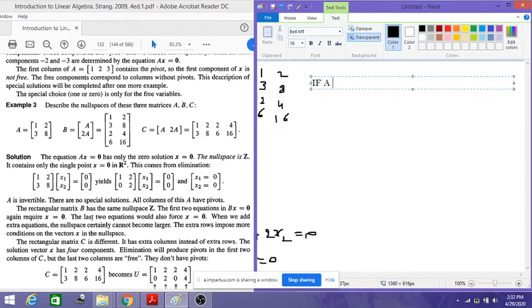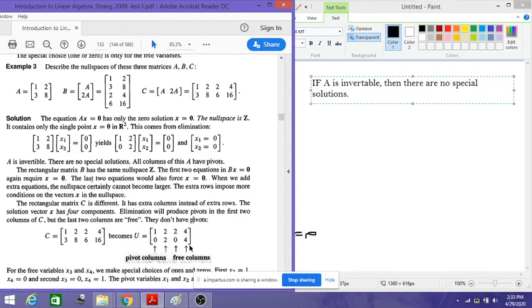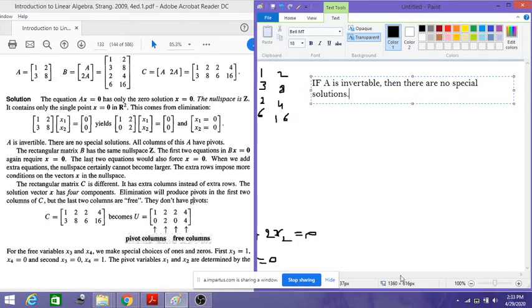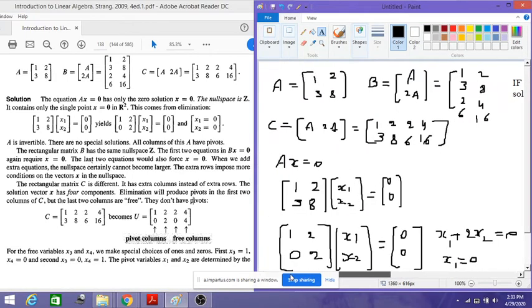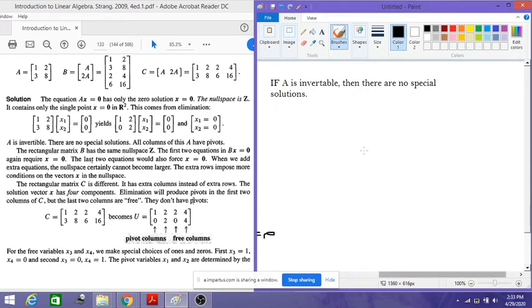If A is invertible, then there are no special solutions, like how we have discussed for the previous one. So now let us take the C. Let us take this condition here, that is the C equation, and we'll see what we get here.